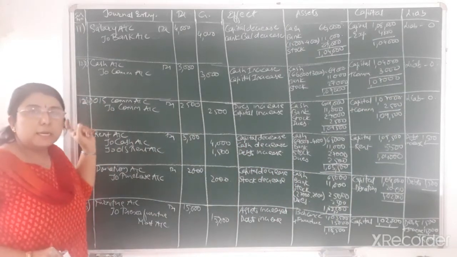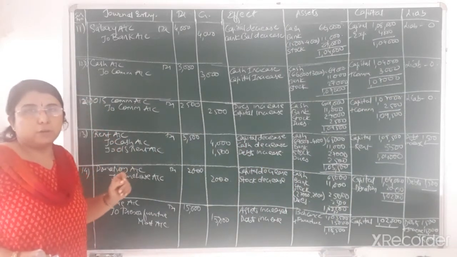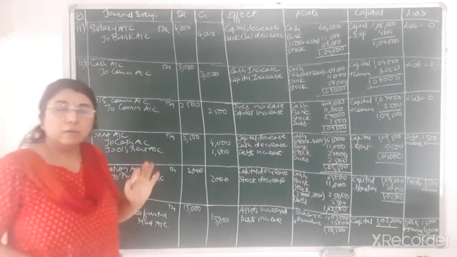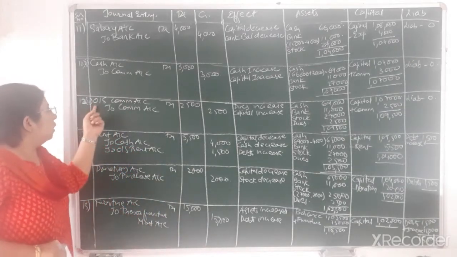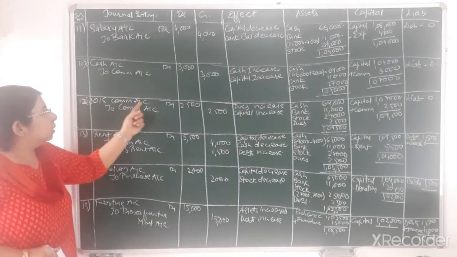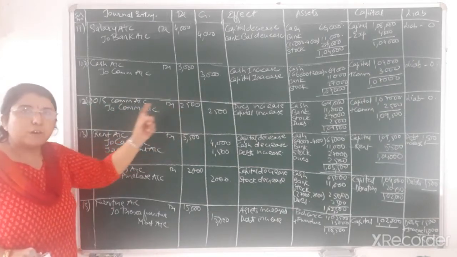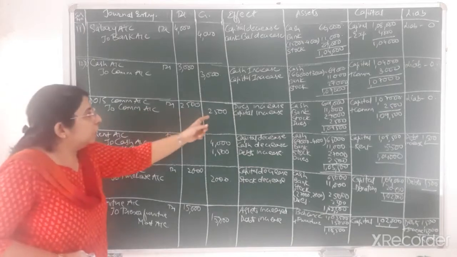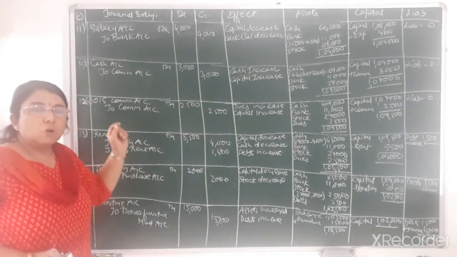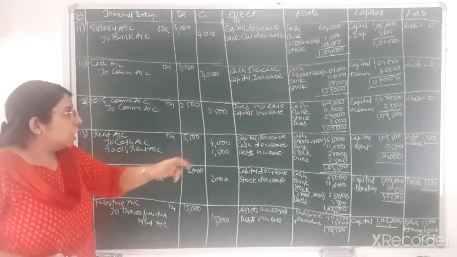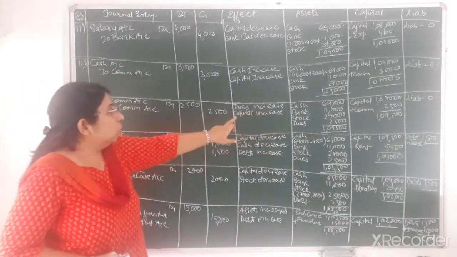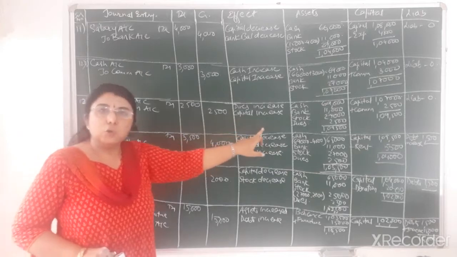Now outstanding commission, that is rupees 2,500. It means that commission is still not received. It is to be received in future. Okay, so the journal entry for that would be outstanding commission account debit, that is 2,500, to commission account credit, that is 2,500, because outstanding commission is a due amount that we have to receive in future. So our dues will increase, and due to commission, our capital will also increase.